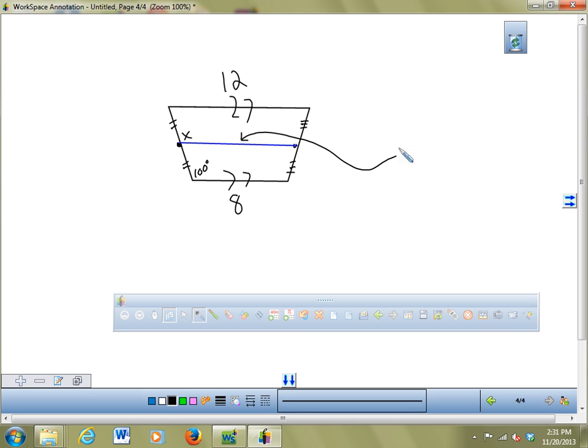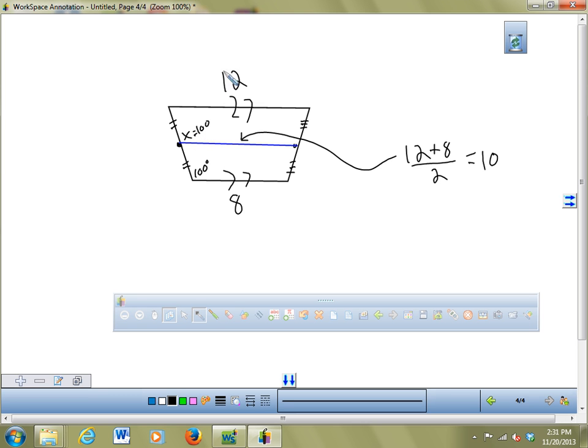Okay, what is that piece right there? That's 12 plus 8 divided by 2, which is 10. What's this angle right here? Since these are parallel lines, that would have to be 100.